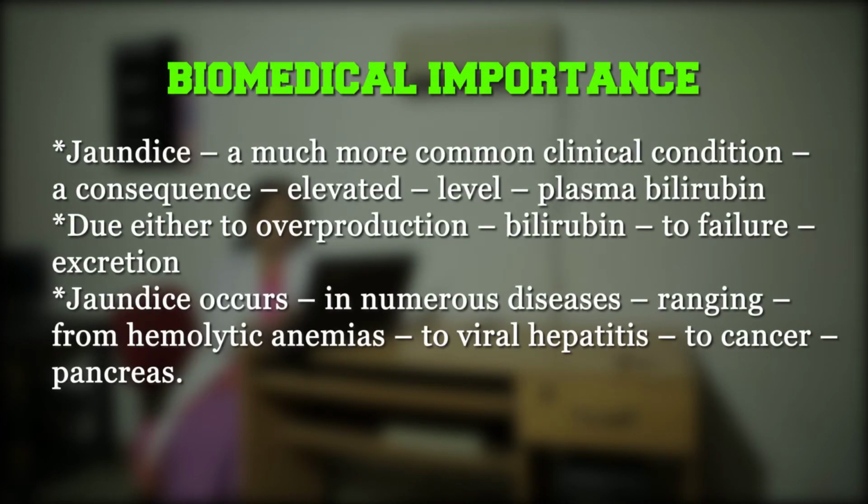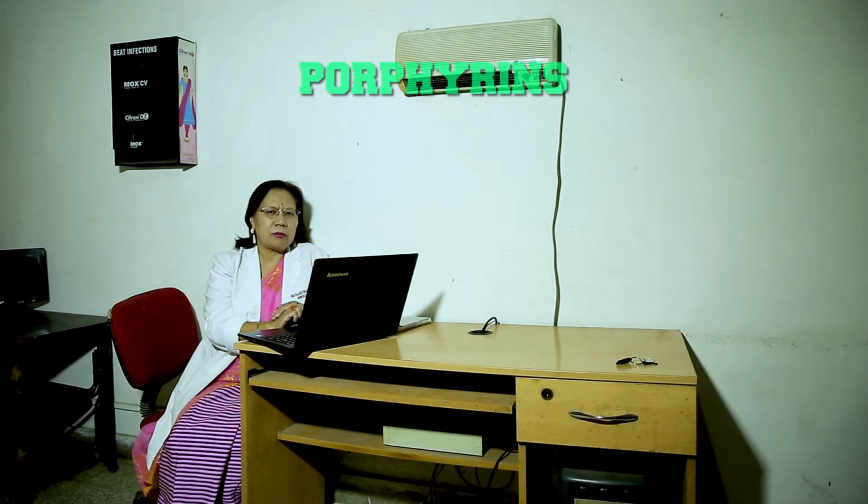Again, the biochemical importance. Jaundice is very common. So what is jaundice? It is a much more common clinical condition, where there is an increased level of plasma bilirubin due to either overproduction of bilirubin or failure of excretion. Jaundice occurs in numerous diseases ranging from hemolytic anemias to viral hepatitis to cancer, especially cancer of the head of the pancreas. Now coming to the porphyrins.